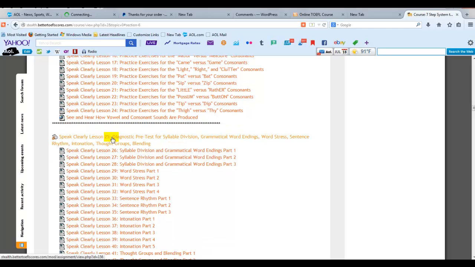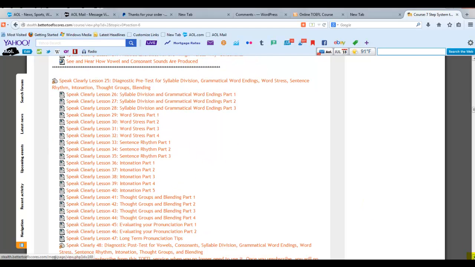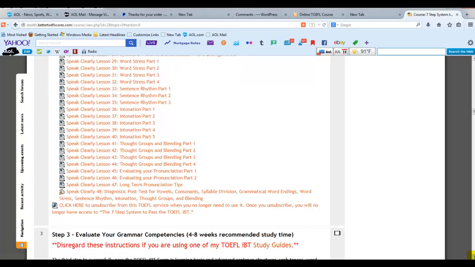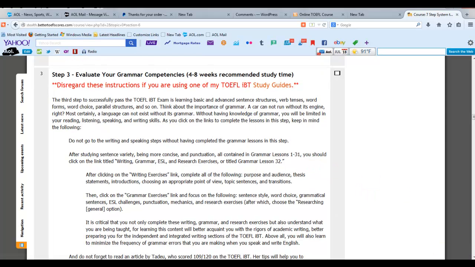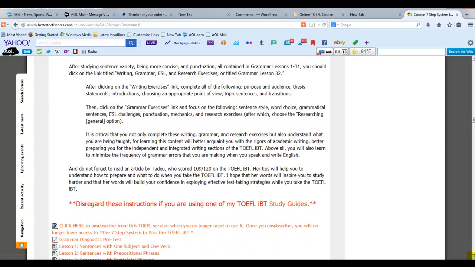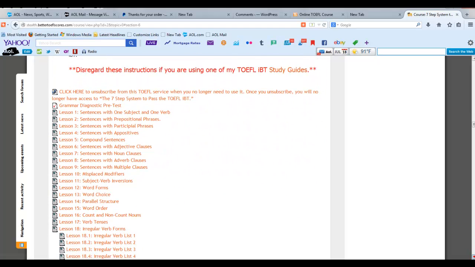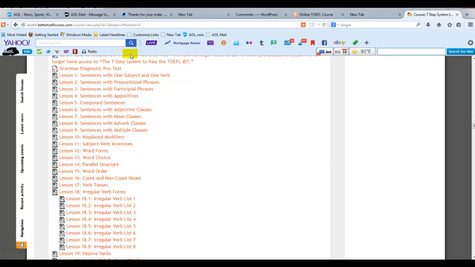So your second pretest, this will help diagnose any problems that you have with syllable division, grammatical word endings, word stress, sentence rhythm, intonation, and also thought groups and blending. So as you can see here, Eli, the pronunciation part of my course covers all of the pronunciation things that you need to worry about in order to speak clearly, so people can understand what you say, including the TOEFL IBT human raters. Step 3, this is the grammar section of my course. And this one's totally new. I just redid this. Actually, I just redid everything about a month ago.